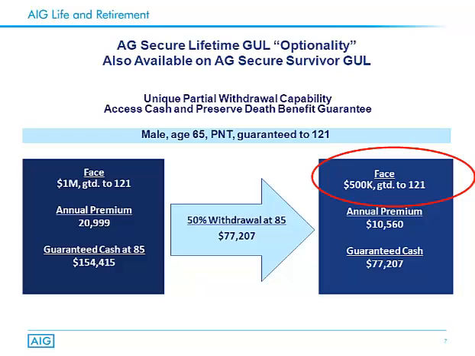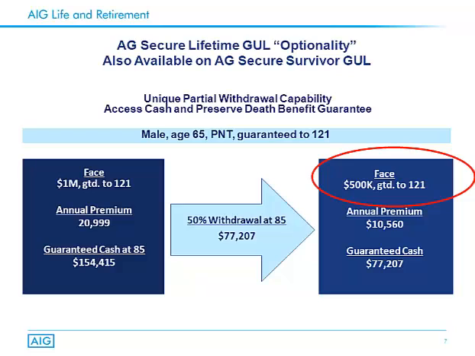But the key is that the remaining death benefit, which is $500,000, is still guaranteed to 121. So it didn't blow up the policy. It didn't reduce the guarantee. All it did was proportionally reduce the premium and the death benefit in the same amount of cash value withdrawn. So the cash value is still half in there, right, because they only took half out.